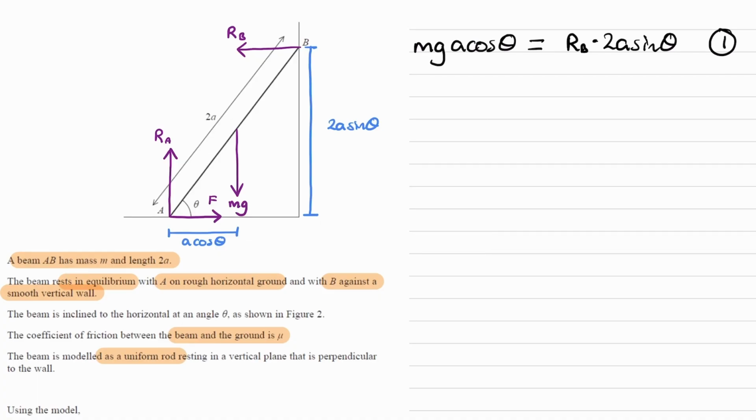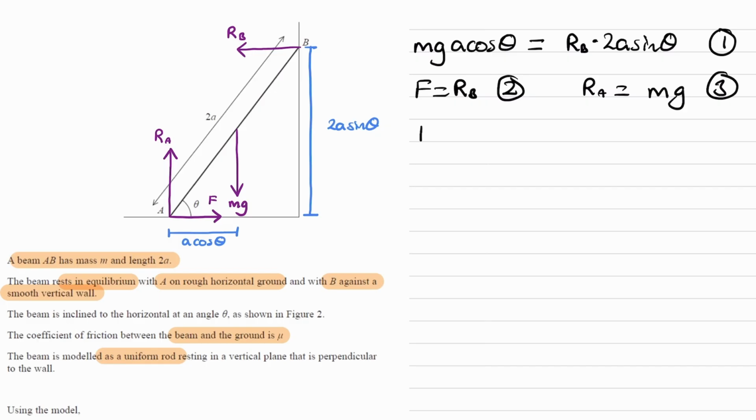So horizontally, F must be equal to Rb. Those are the only two horizontal forces. This towards the right equals this towards the left. So F is equal to Rb. That's equation 2. And then in the vertical direction, upward forces equal downward forces. Ra will equal mg. Let's call that equation 3.